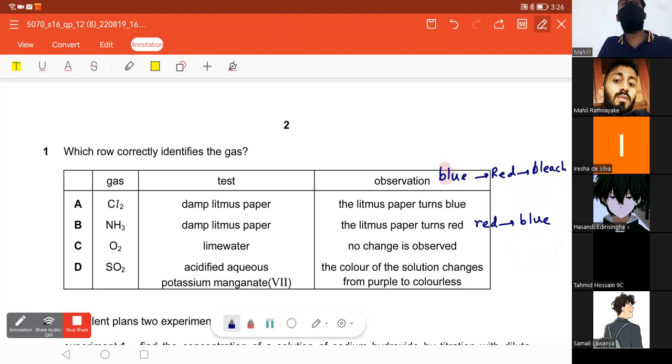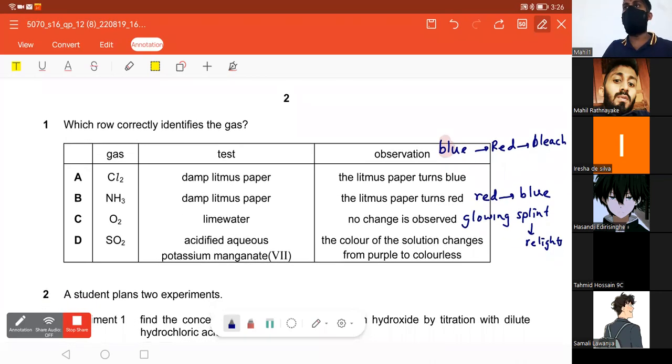Oxygen with lime water is wrong. Lime water we use to identify carbon dioxide. Oxygen, what's the test? Glowing splint relights. Sulfur dioxide is the answer. What's the identification test? Acidified potassium manganate(VII) turns purple to colorless.